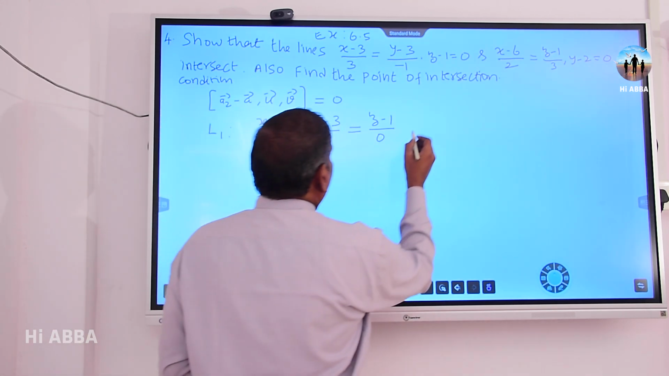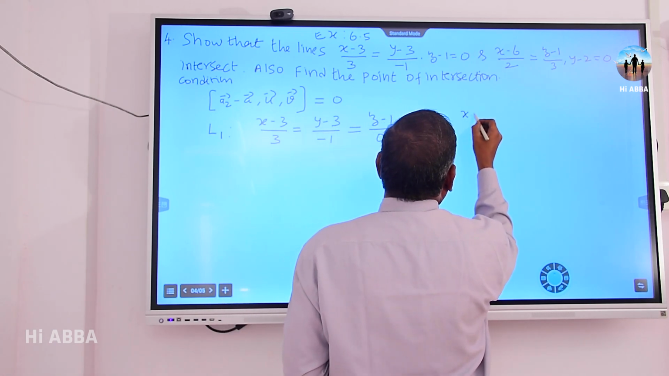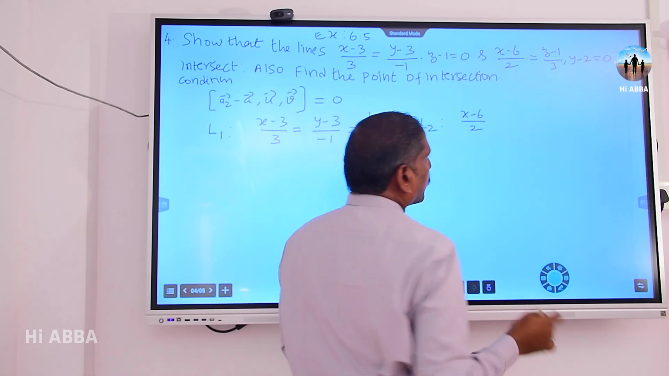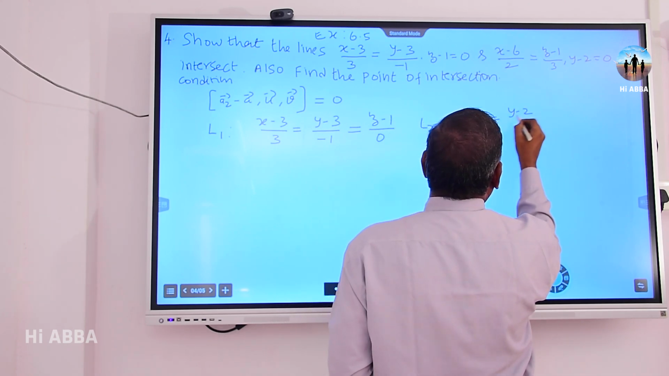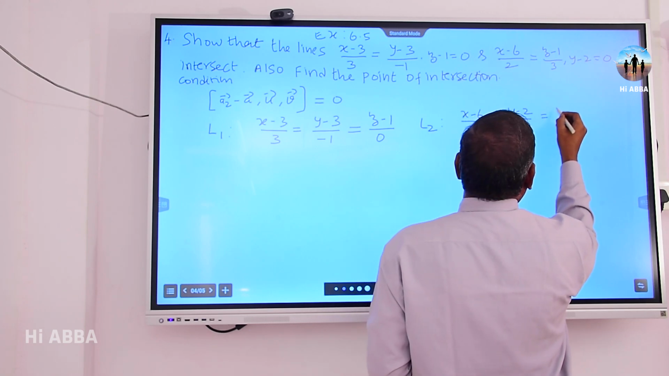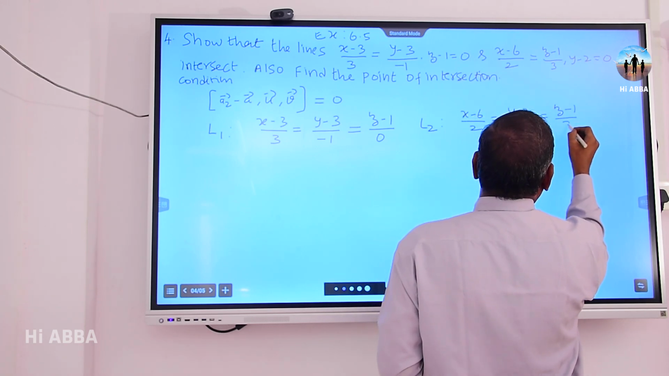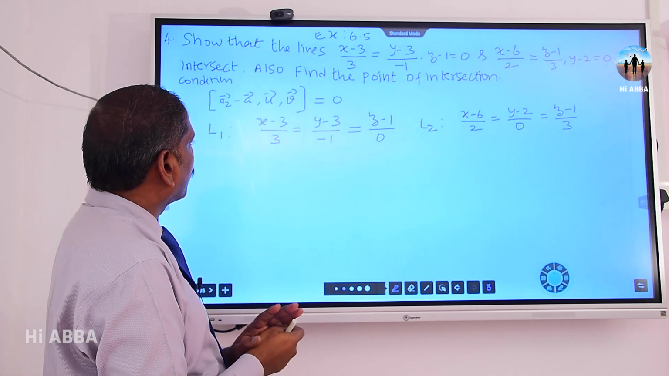Likewise, you have to write line 2. How to write line 2? The x term you write as (x minus 6) by 2, followed by y, which you write as (y minus 2) divided by 0, followed by the z term, (z minus 1) divided by 3. So I hope you got the 2 lines in standard form.